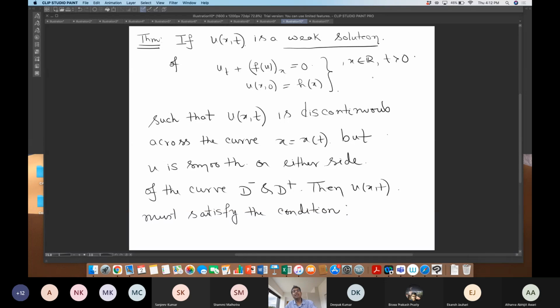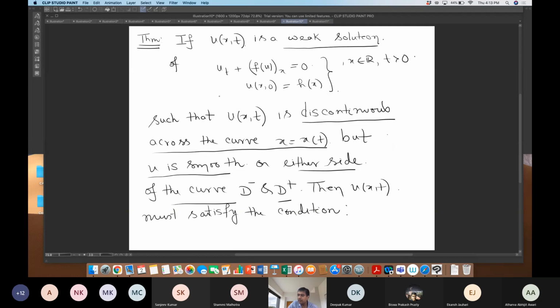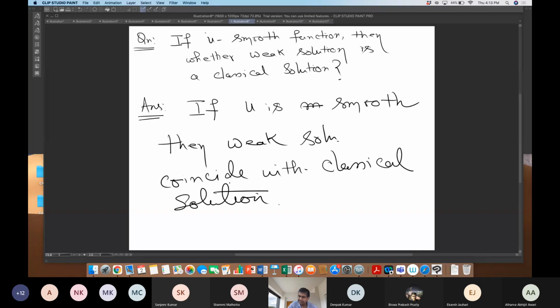It's a weak solution, and also given that u(x,t) is discontinuous across a curve, but u is smooth on either side of the curve, D minus and D plus. Let me draw the curve. This is your domain where you are solving the PDE. This is your x, this is your t. Clear? So there is a curve in the xt plane, the curve x equal to x(t). It is given that u(x,t) is a weak solution of the PDE. You know what the meaning of that is.